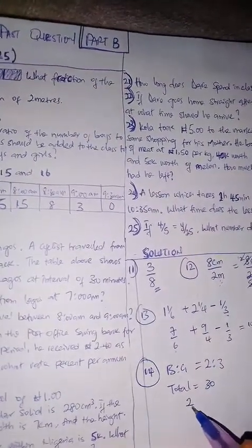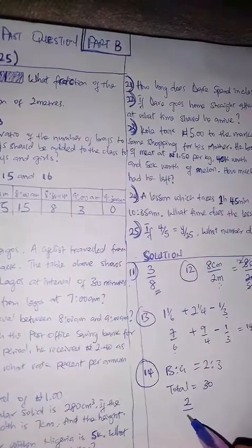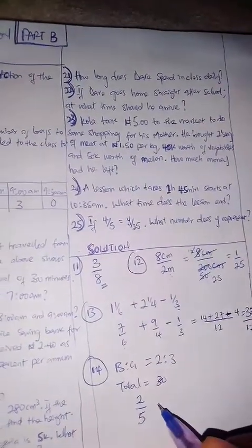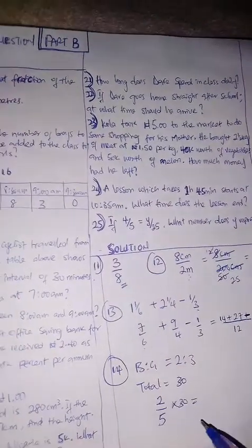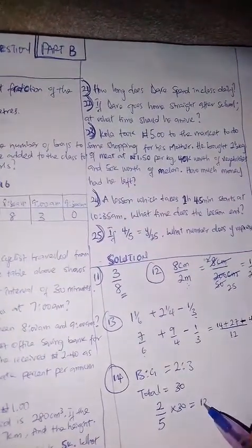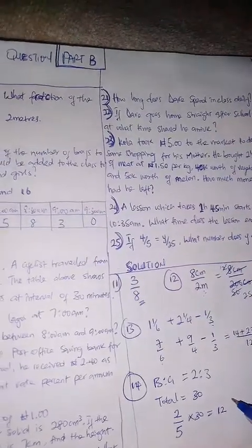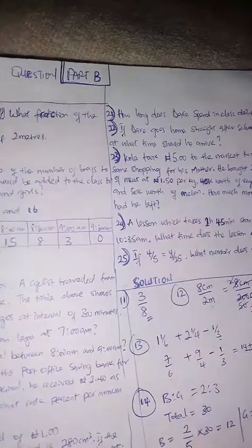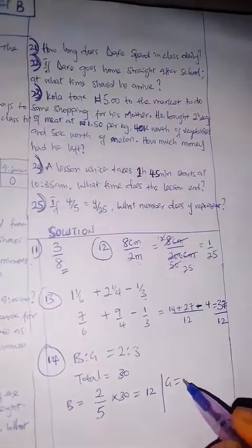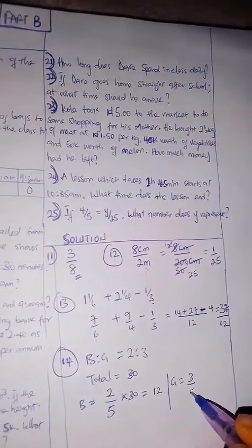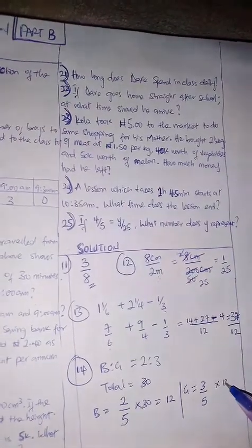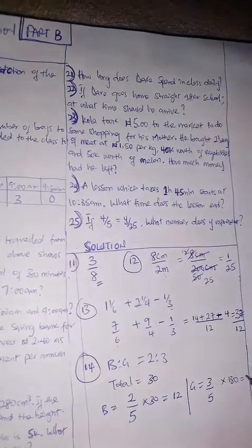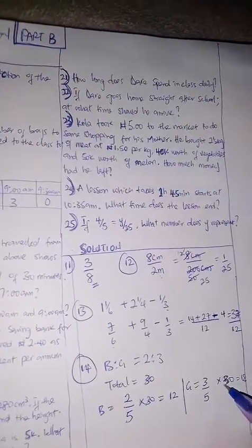In that case, let's see for boys. Boys will be 2 over 2 plus 3, which is 2 over 5, times 30. Leaving our answer to be 2 times 6, that's 12. That's for boys. For girls, what do I have? That becomes 3 over 2 plus 3, that's 5, times 30. 3 times 6, that's 18. This is 30.